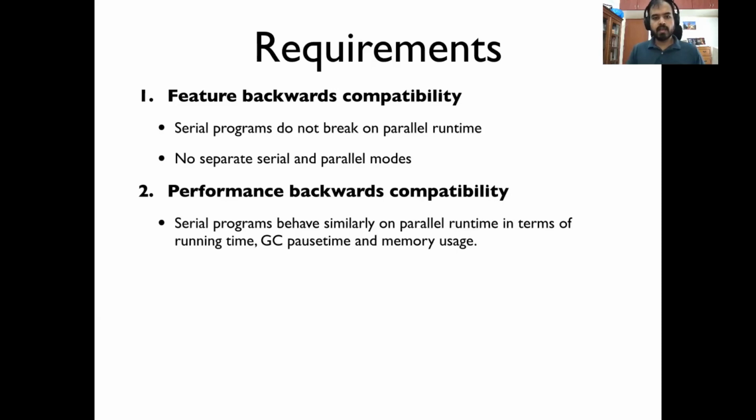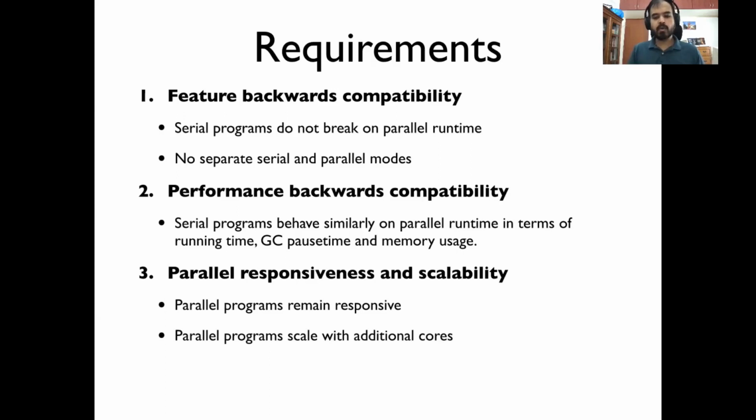Secondly, we want the performance of serial programs to be the same while running on the parallel runtime in terms of the running time, GC, pause times, and memory usage. And lastly, we want our parallel programs to remain responsive, and then we want the parallel programs to be able to scale with additional cores. We order the priorities this way because getting responsiveness is much harder than making our programs go faster.